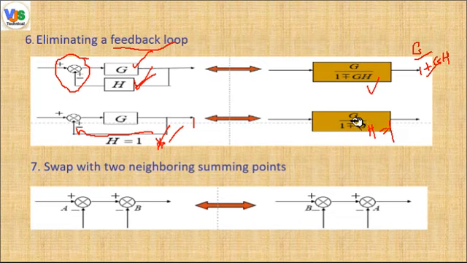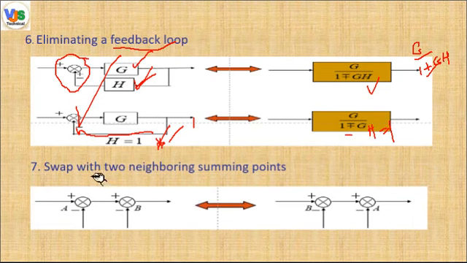Because of that, the system becomes G upon 1 plus or minus G, depending upon the sign of the comparator. On that basis we have to decide what the sign should be, whether it is a plus or whether it is a minus.